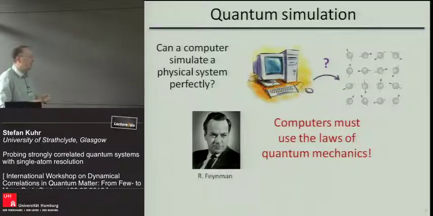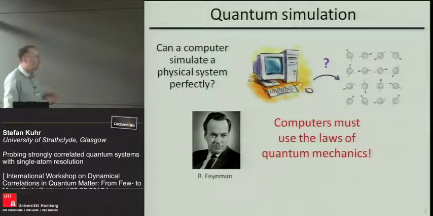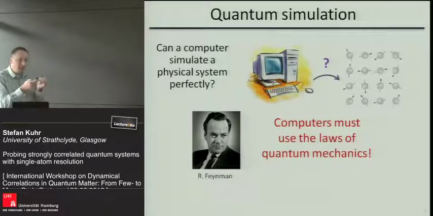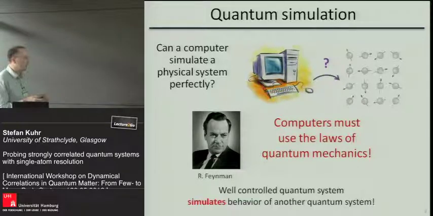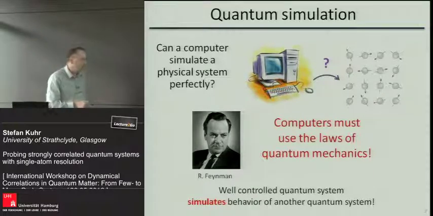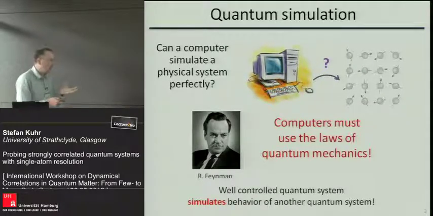But then in the 80s, Richard Feynman came up with a revolutionary idea of a quantum computer: that a computer must use the laws of quantum mechanics to simulate other quantum systems. So the general idea of this quantum computer or quantum simulator is that you create a well-controlled quantum system that can simulate the behavior of another quantum system.